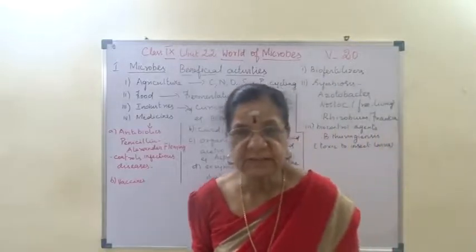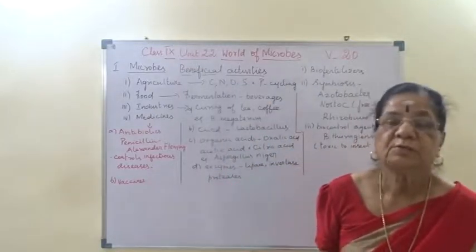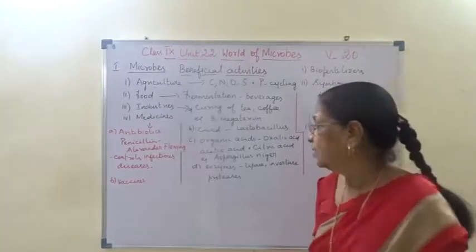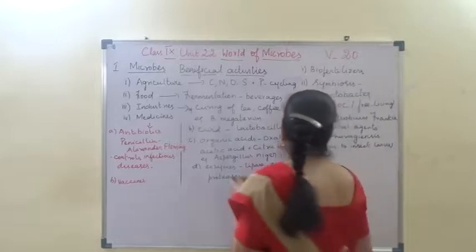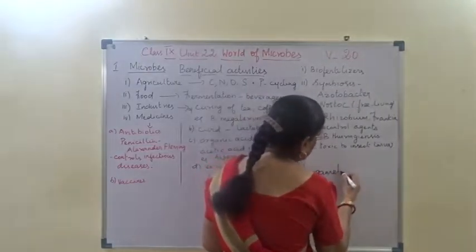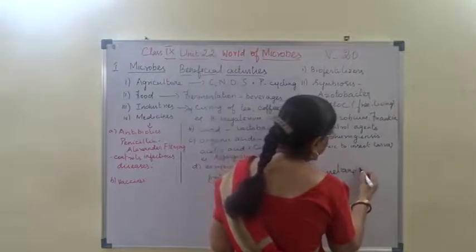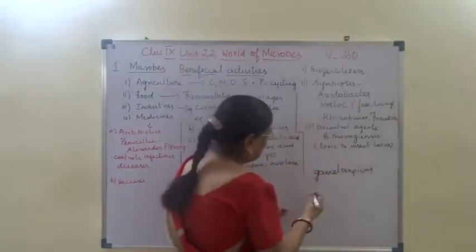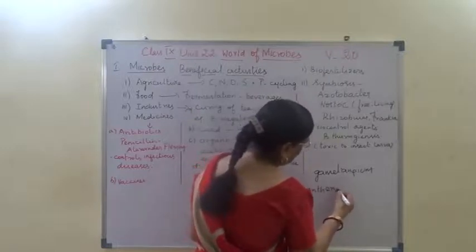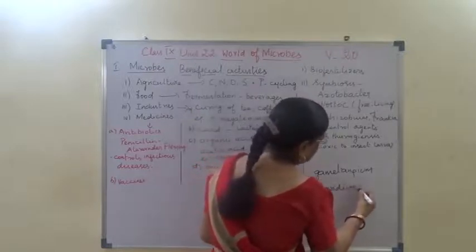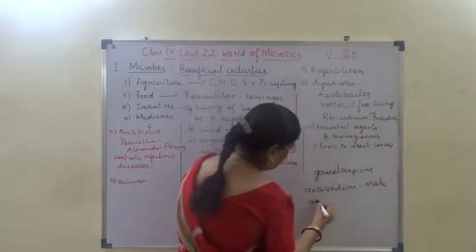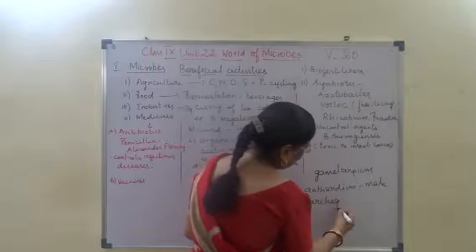In the previous session, the fungus reproduces sexually by the formation of gametangium. Gametangium is the gamete forming structure. The gametangium is the male antheridium, male it is antheridium, and female archegonium.